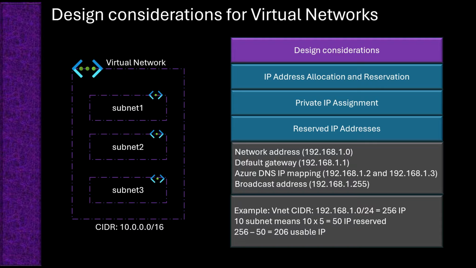Understanding this reservation is key. Why? This is where you should understand how big your network should be. This is where I see that people understand it wrongly. Let's take an example. Think that you have chosen a CIDR of 192.168.1.0/24, which gives you 256 IPs. And if you are breaking this CIDR into 10 different subnets, you are straight away losing 50 IPs and you will have only 206 usable IPs.